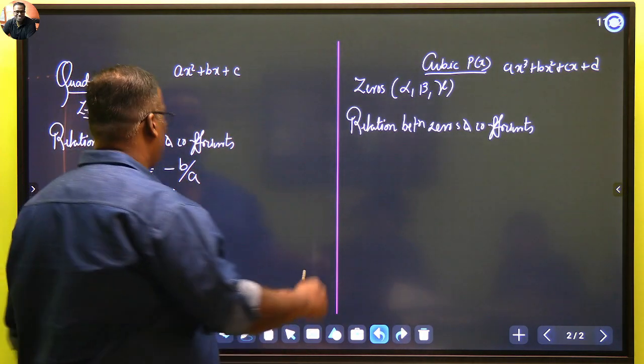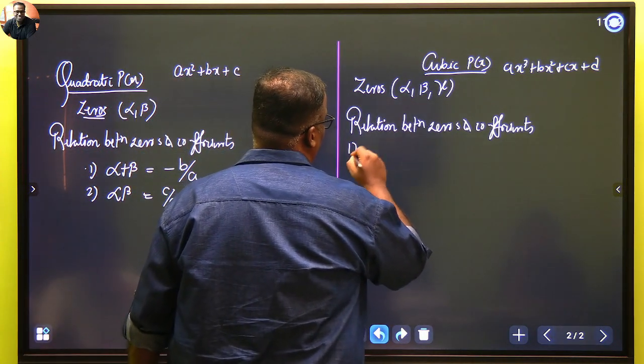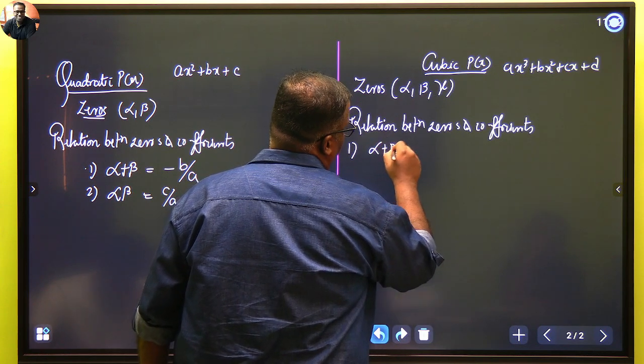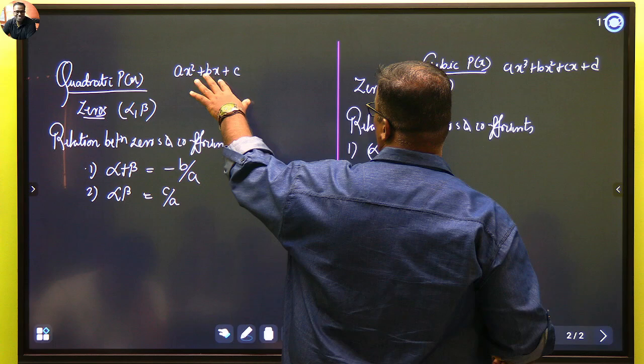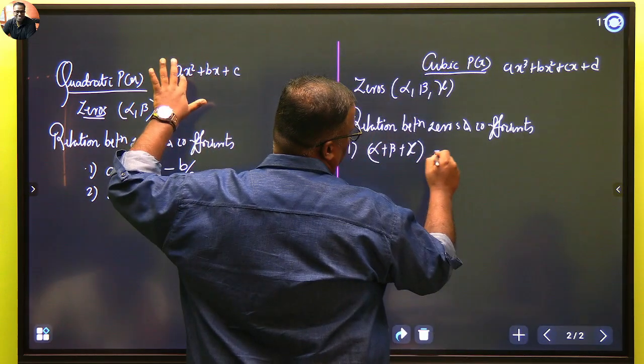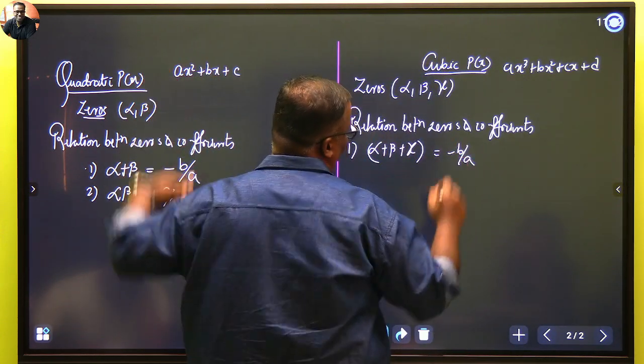So here we will have three relations because we have three zeros. One is sum of the roots. Now see how to remember it. Sum of the roots will always be equal to the negative of the first coefficient, that is minus b by a, no doubt about that.